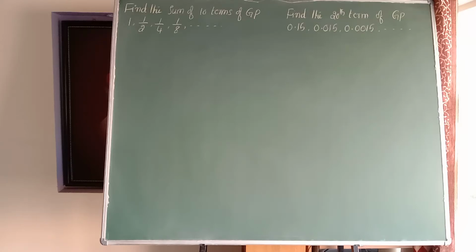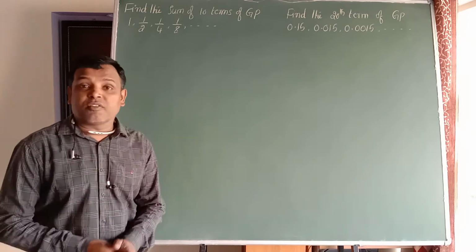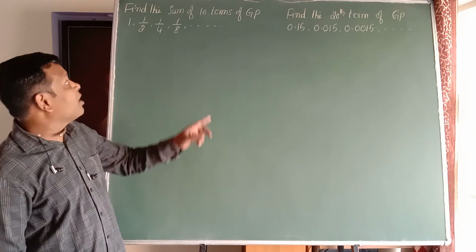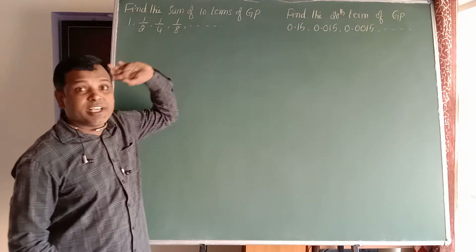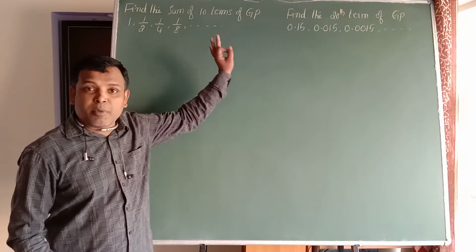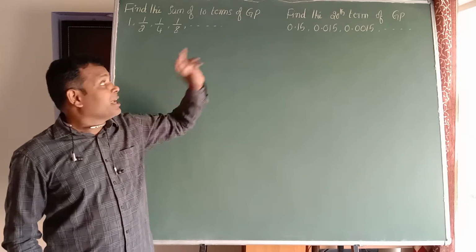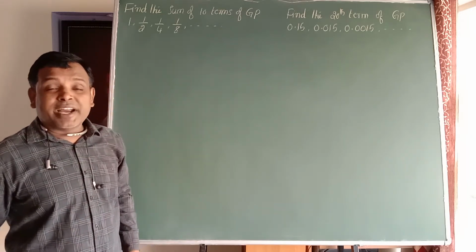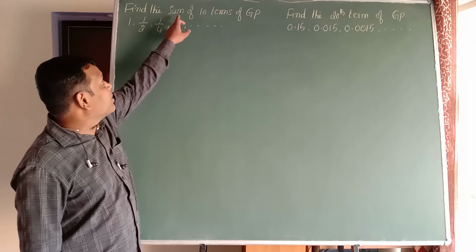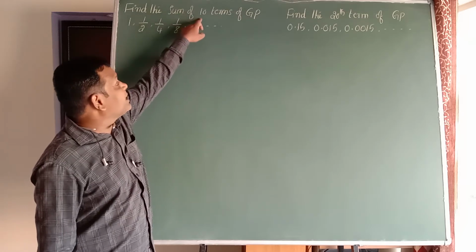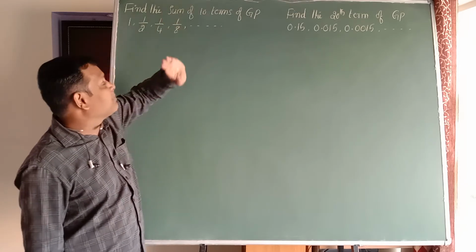Look at the question, my dear children. What is the question here? Find the sum of 10 terms of GP. They are asking for the sum in a geometric progression. Find the sum of 10 terms, which means S10.